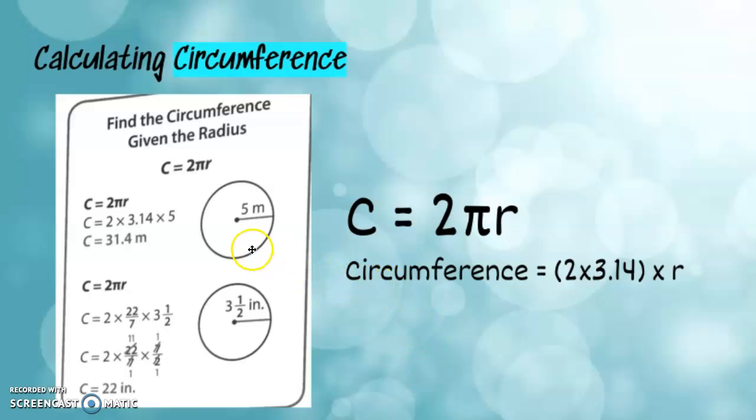So in this case, the radius is 5 meters. So what would be the diameter here? 10, right? Because 5 times 2 is 10. So then you're going to do 10 times pi. Same here, 3.5 inches. What would be the diameter? 7, yeah. And then you'll just do 7 times pi, or 22/7, which is the fraction form of pi.